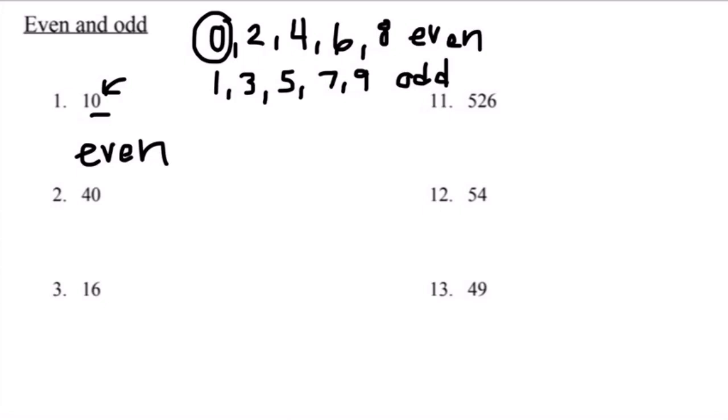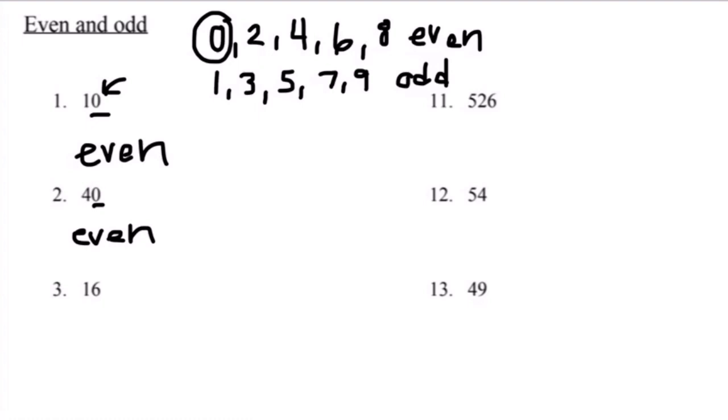Number 2, 40. 40 ends with the number 0, and 0 is an even number once again. Therefore, we know that 40 is even. And we could further prove this by dividing 40 by 2 or another even number. 40 is divisible by 2 because 40 divided by 2 equals 20, therefore 40 is even.